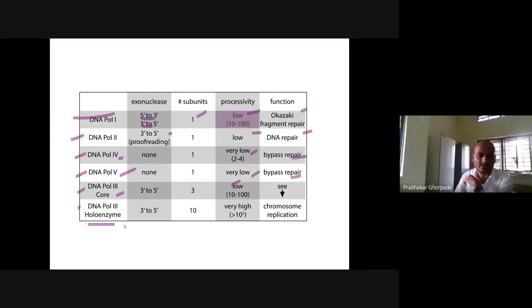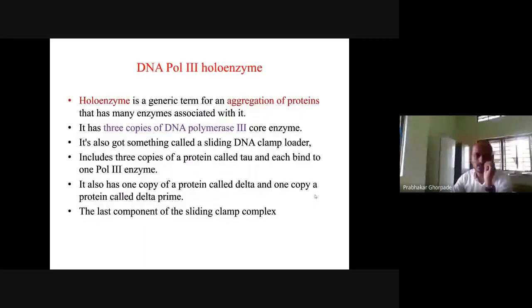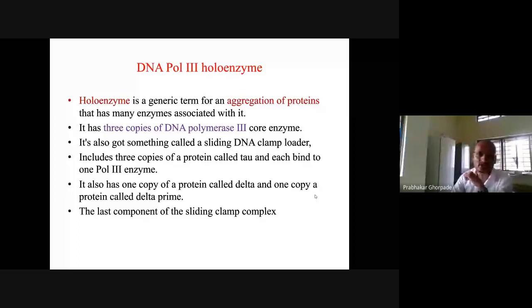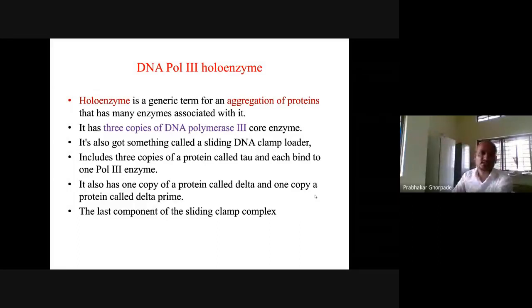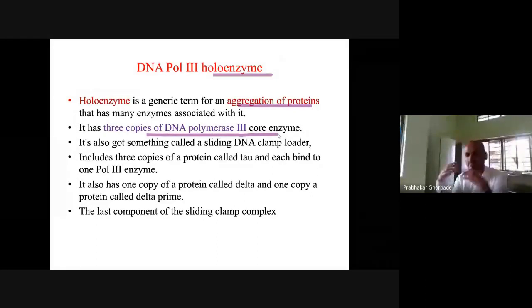And mainly we have DNA polymerase 1, with 3' to 5' exonuclease activity. It has 10 subunits, very high processivity, and it helps in chromosome replication. DNA polymerase 3 holoenzyme. Holoenzyme is a generic term for the aggregation of proteins that has many enzymes associated with it. 3 copies of the DNA polymerase enzyme can be present. So 3 copies can be present there as a DNA polymerase.